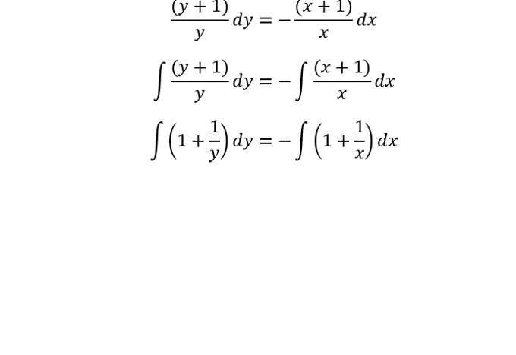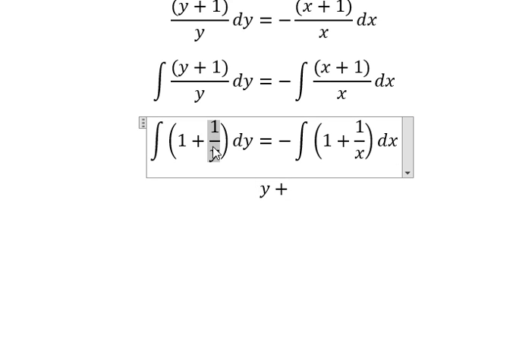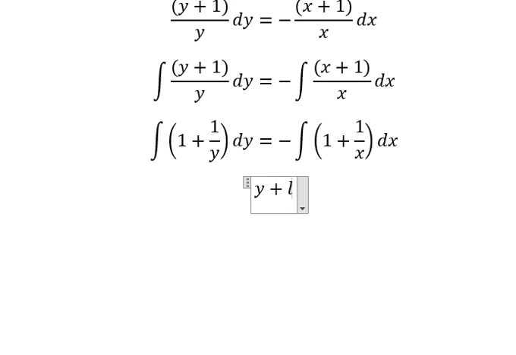Next, the integration of number 1, we have y. The integration of this one, we have Ln of the absolute value of y. And the second one, we do the same.